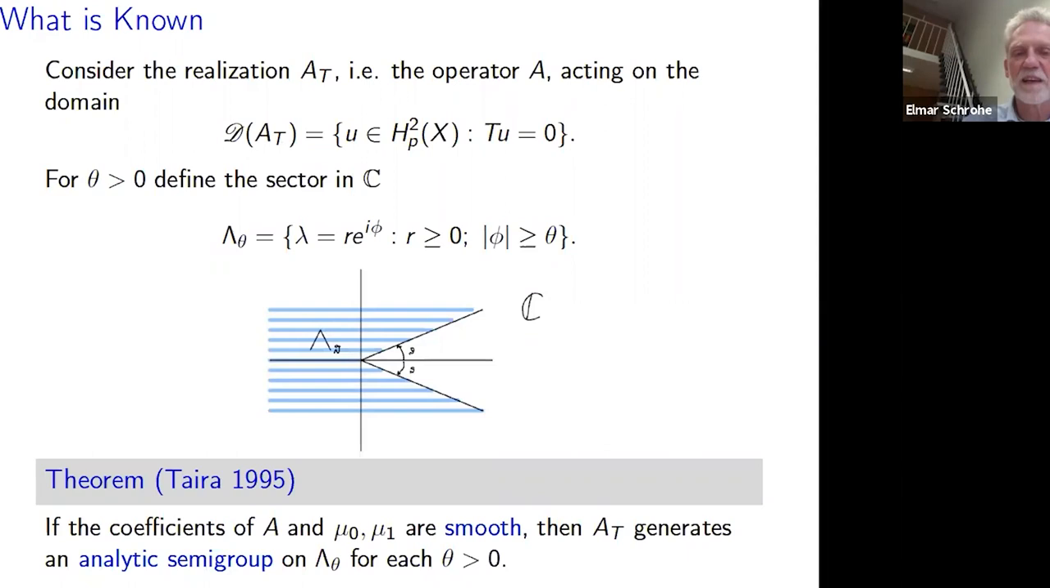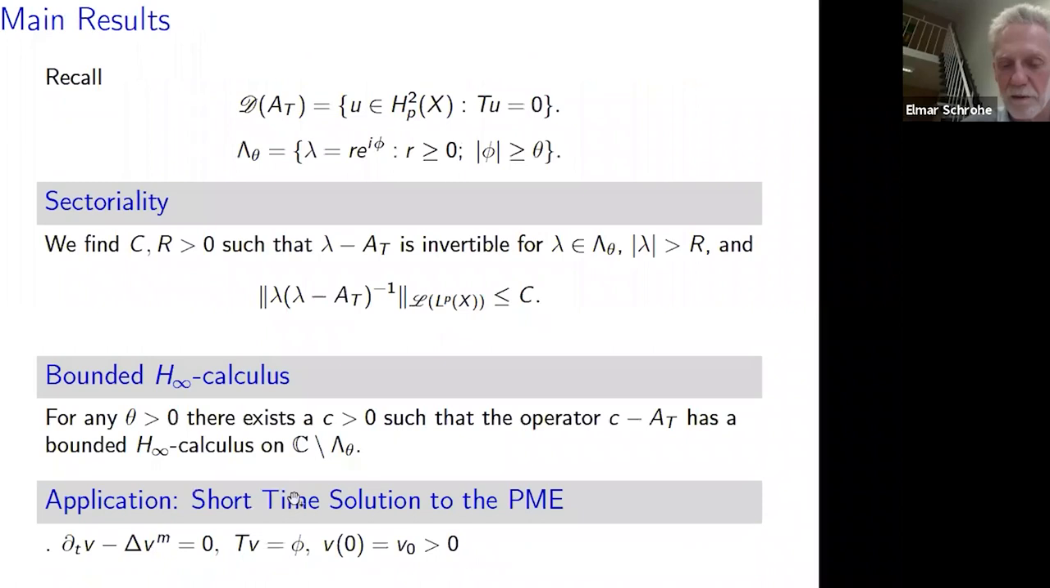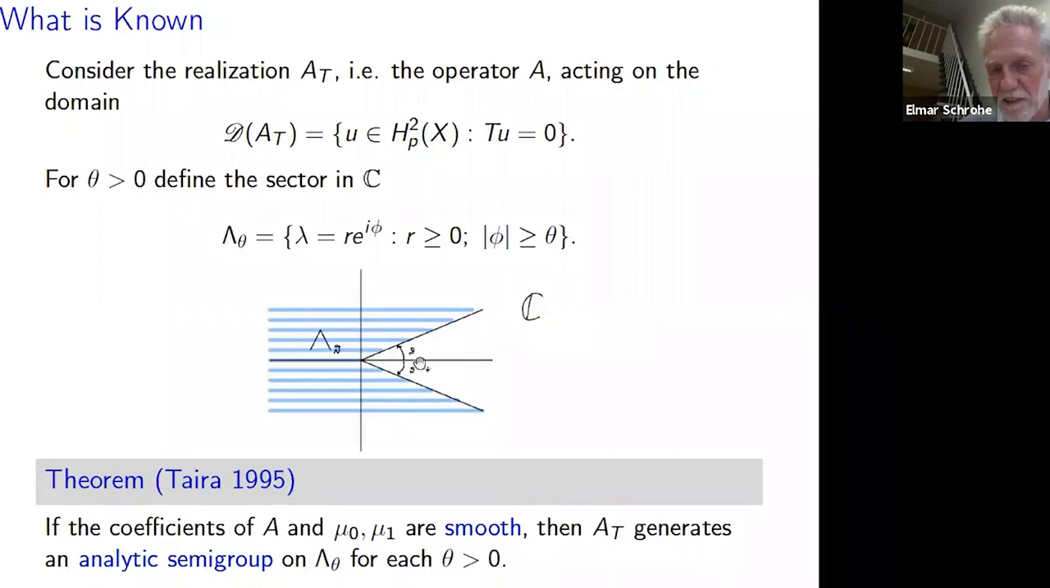And the sector Lambda_theta consists of all complex numbers whose argument in absolute value is larger than theta. So this is the light blue shaded area here. You have an angle theta about the positive real axis, and Lambda_theta is this thing here. What was known, the result by Tyra going back to 1995, says if the coefficients and the mu_0 and the mu_1 are smooth, then A_B generates an analytic semigroup on the sector Lambda_theta for each positive theta. You can take this angle as small as you want, as long as it's positive.